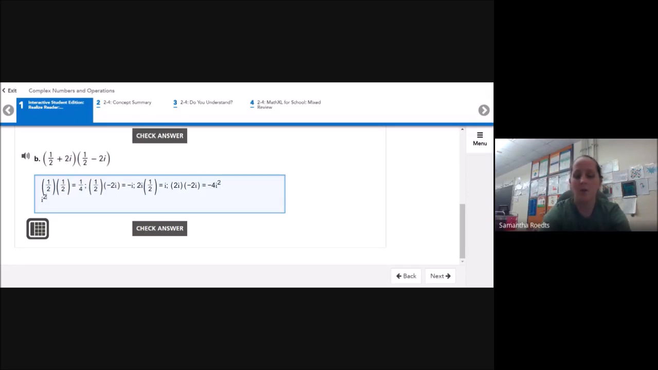We know that i squared equals negative 1. So that means negative 4 times negative 1 equals positive 4. Now I have 4 plus 1/4 minus i plus i. So I get 4 and 1/4 as my answer, which is also 17/4, which is also 4.25.